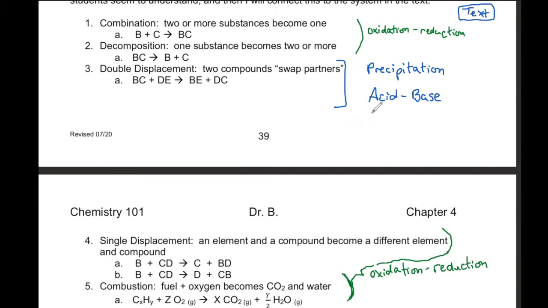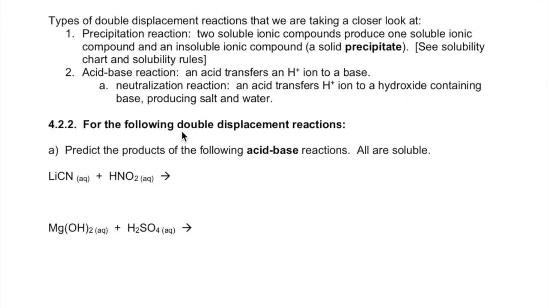So let's spend the rest of this lecture looking at precipitation and acid-base, and then I think I will do oxidation and reduction as a part 2 of lecture 4.2. All right, I think that looking at these as double displacement reactions makes it a little bit easier to come up with the products. Let's go ahead and separate these compounds into the ions that they could have in them, and then we'll switch the partners and come up with the results for these acid-base reactions.